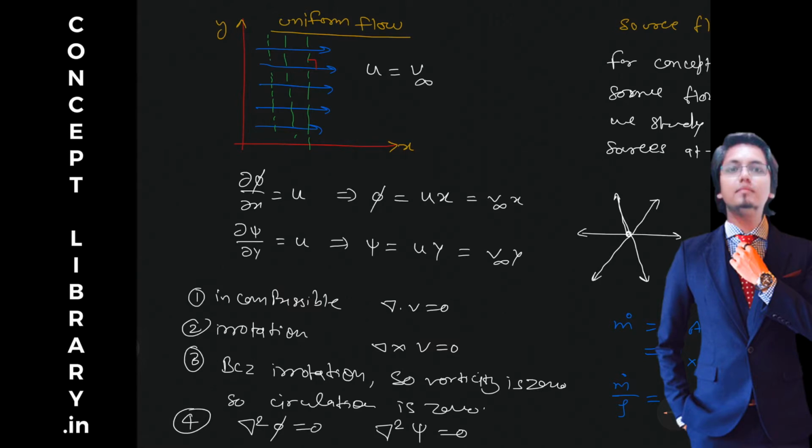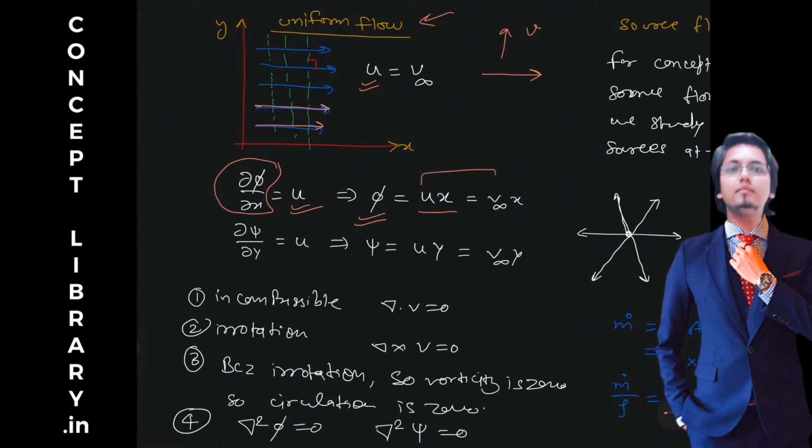Let's start the topic. So we are discussing uniform flow, which is the first flow in potential flow, a very basic flow. If flow is parallel to the x-axis, we consider that as u, and if flow is parallel to the y-axis, we consider it as v. So here I have taken our flow parallel to the x-axis, and then ∂phi/∂x will give you u. If you integrate both sides with respect to x, phi will be ux.